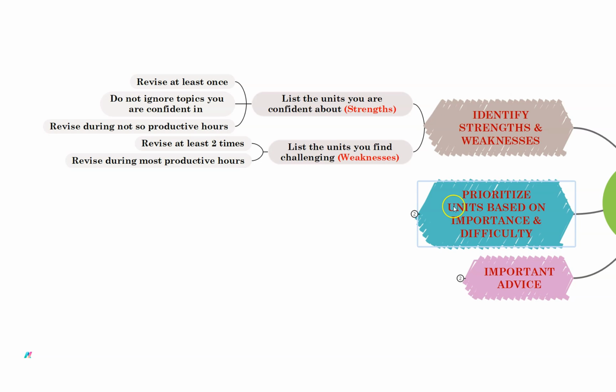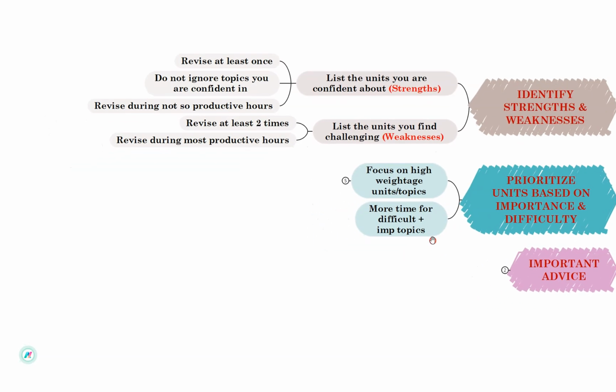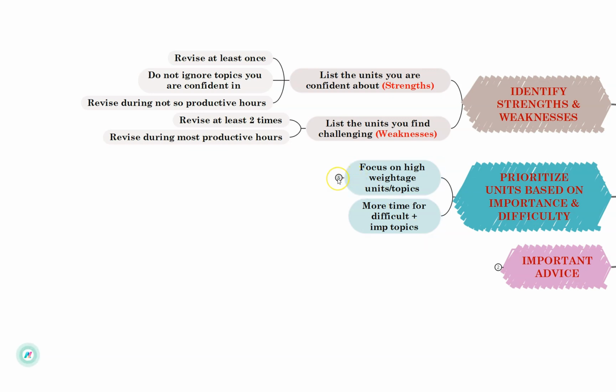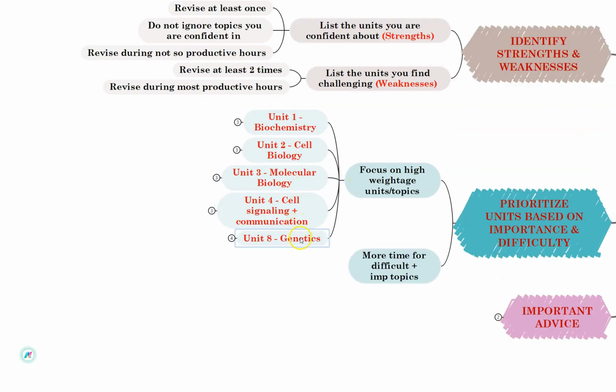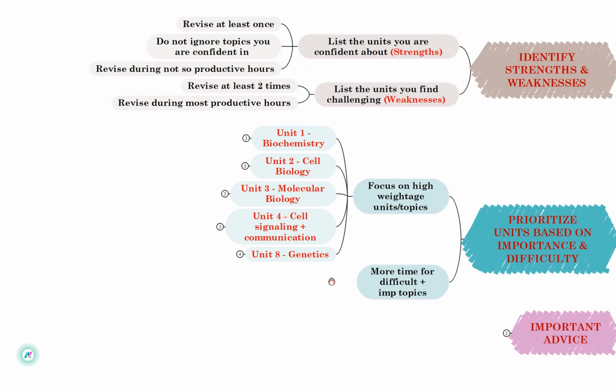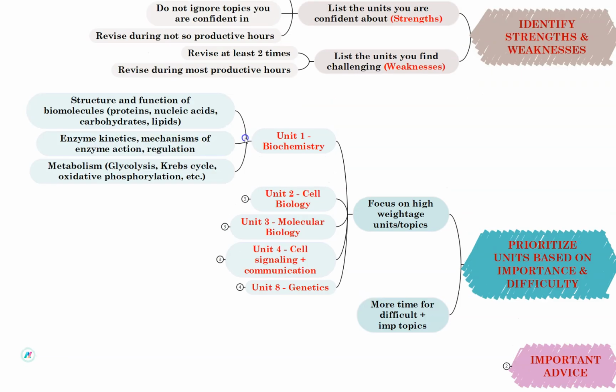Next is prioritize units based on the importance and difficulty. Well, here at Biotechnica we have published many topics on which are the high weightage unit topics. So since the fundamental units are units 1 to 4 and unit 8, I have enlisted here some points regarding the high weightage topics. In case you haven't prepared that well, at least ensure that in the last 30 days you cover these particular parts.